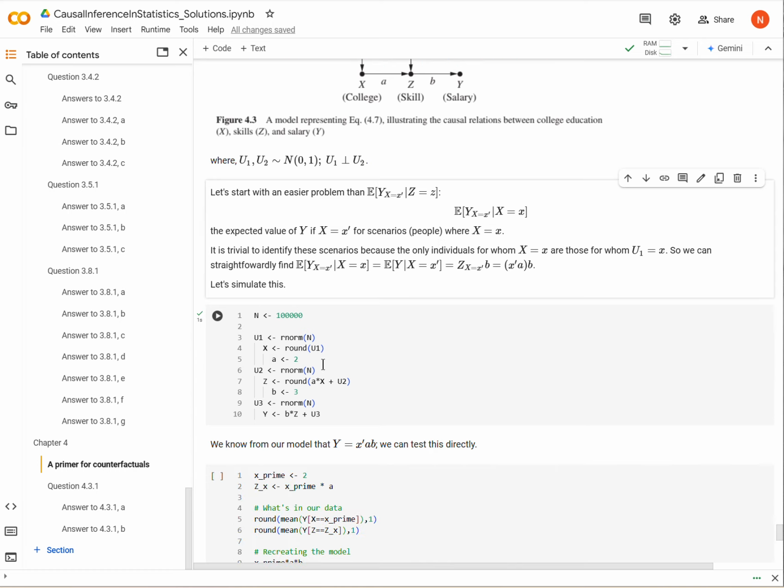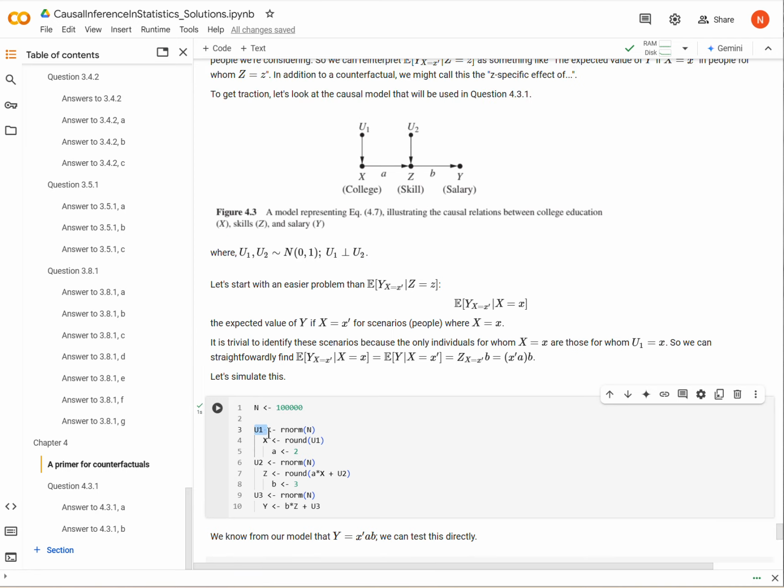We can simulate this, and in fact we'll do a lot of simulations here. I have a bunch of data points: u1, x, u2, z, u3, and y. If you walk through this code, even if you don't know how to code, it should be pretty clear what's happening. I'm just putting this DAG into code. I have u1, a normal variable, and if I don't put anything else after that, it defaults to mean 0 and variance 1.